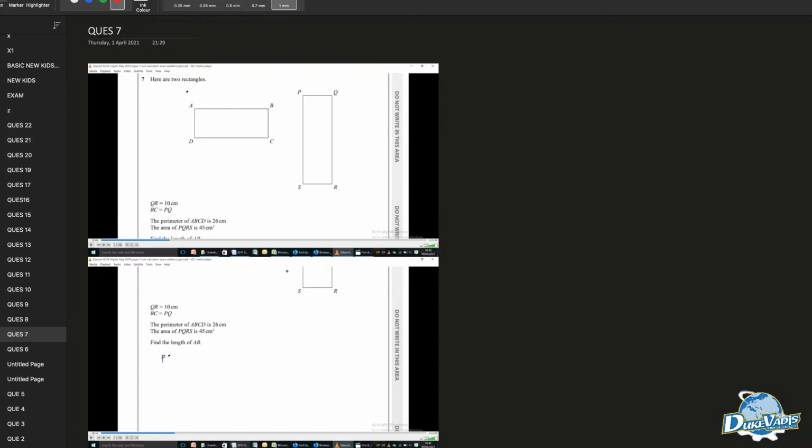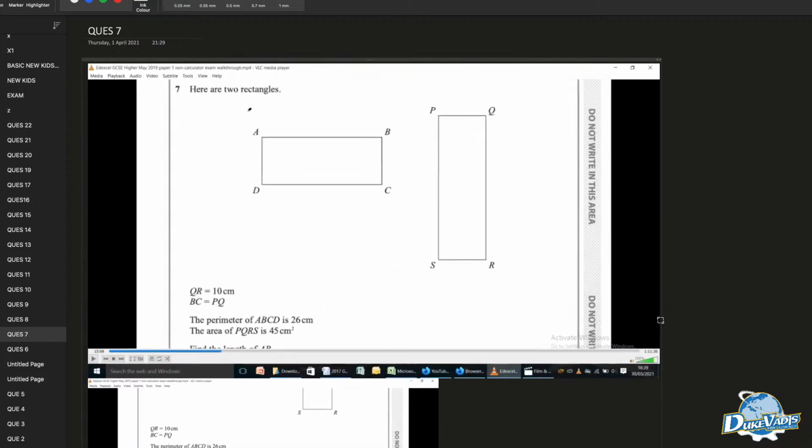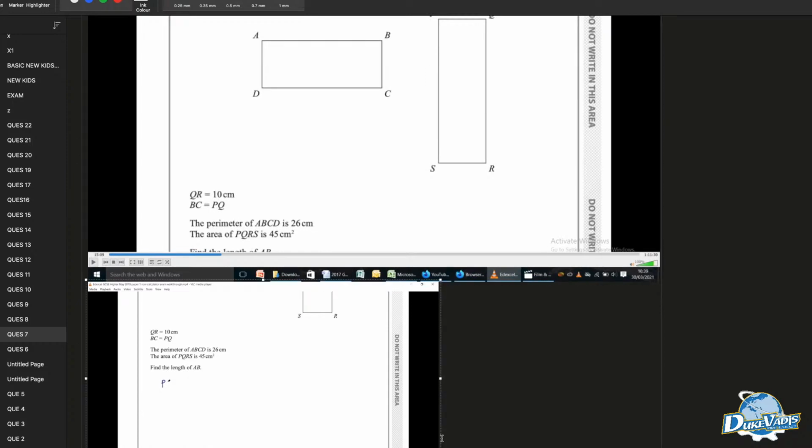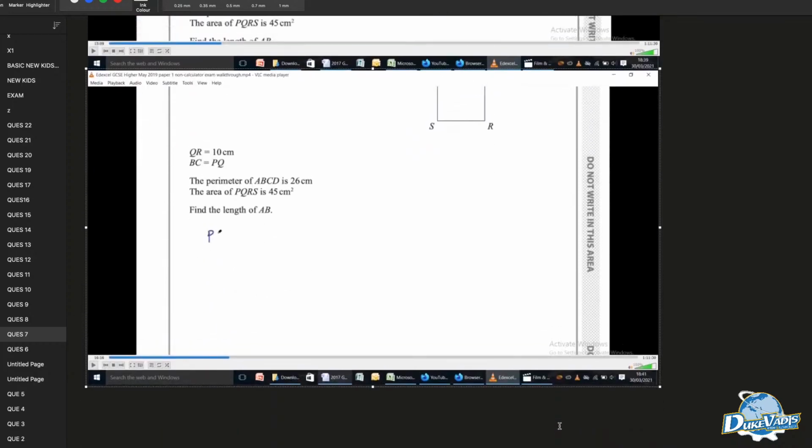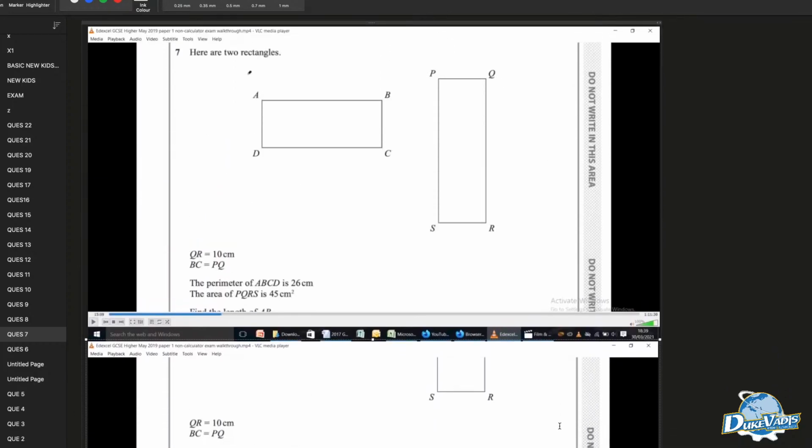Let us look at question number 7 very well. We zoom out as usual. We have been given two rectangles, ABDC, and the other one is PQSR. We have been given that QR is 10 centimeters and BC is equal to PQ.